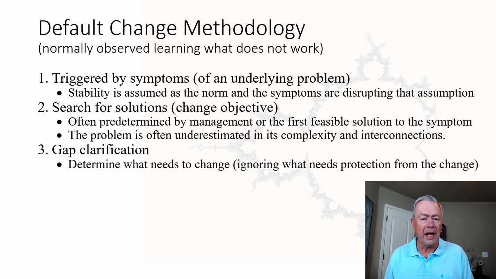Third then is gap clarification. This is a traditional approach of clarifying the present state, identifying a future state, and then closing the gap. This is determining what needs to happen. Too often, though, we ignore in the default methodology what should be protected from the change. We focus too much on the change, not what should be protected as being core to the organization's values and the way they do business, and as a result, that often is the area of resistance.